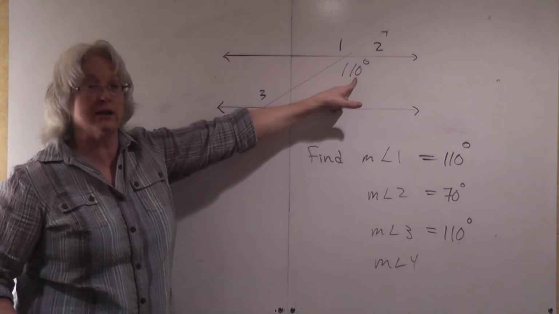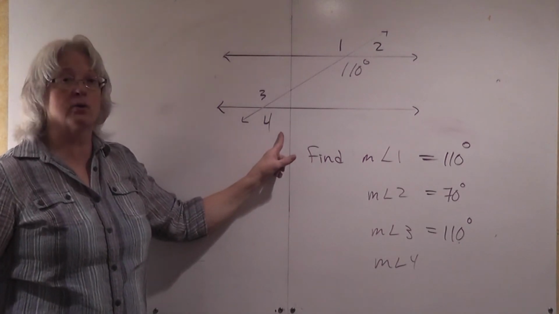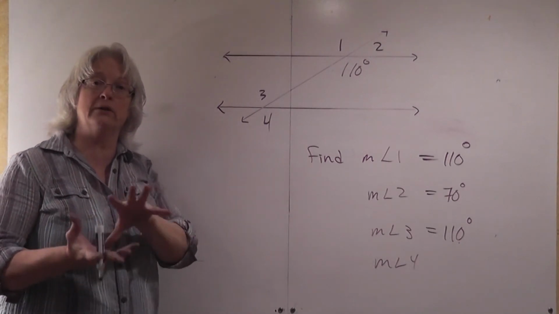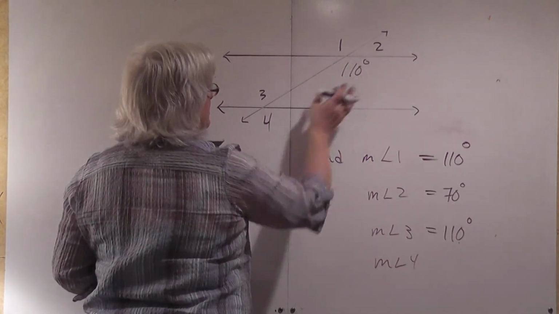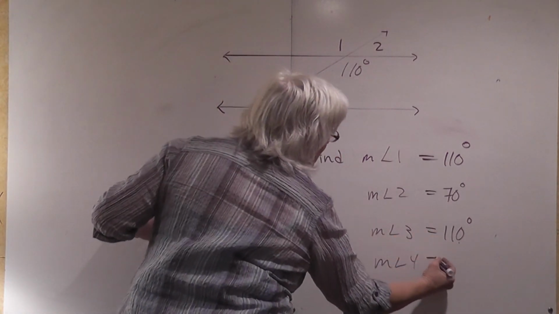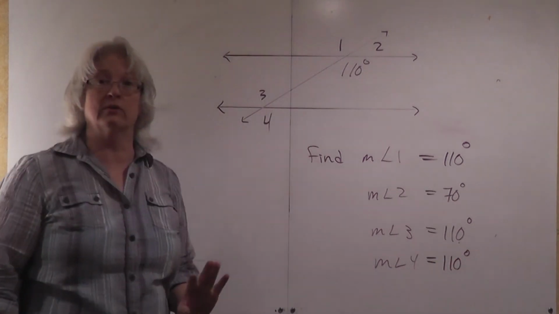And our final measure, angle 4, these are corresponding angles. This is the bottom right-hand side. This is the bottom right-hand side. Corresponding angles have equal measures. So angle 4 also has to have a measure of 110 degrees.